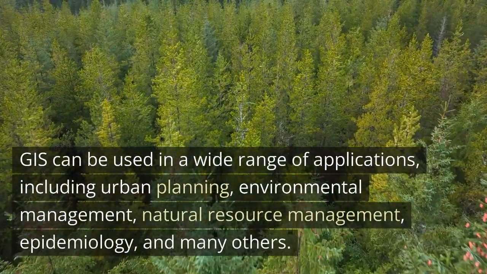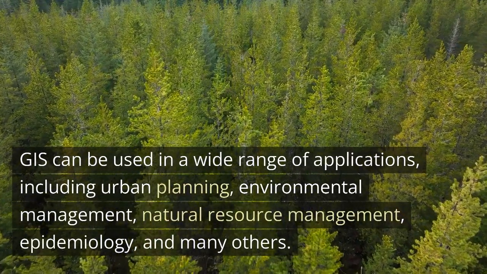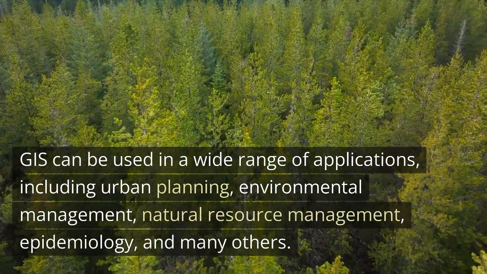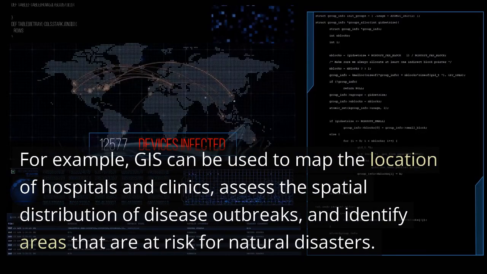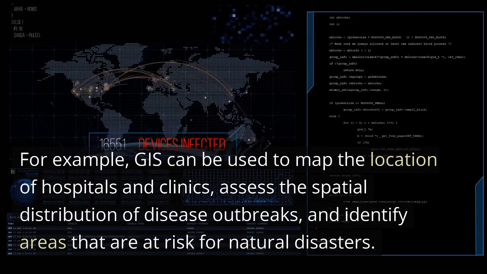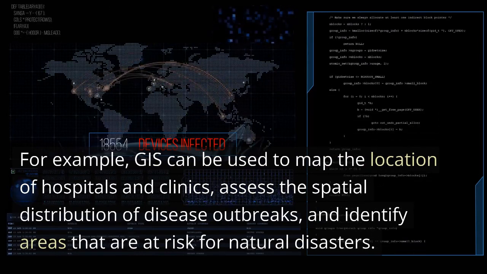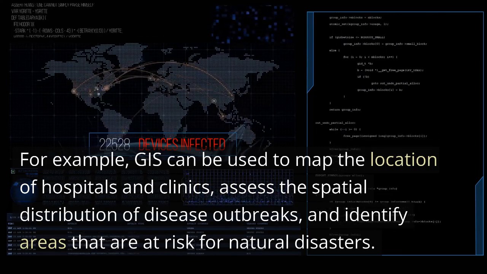GIS can be used in a wide range of applications, including urban planning, environmental management, natural resource management, epidemiology, and many others. For example, GIS can be used to map the location of hospitals and clinics, assess the spatial distribution of disease outbreaks, and identify areas that are at risk for natural disasters.